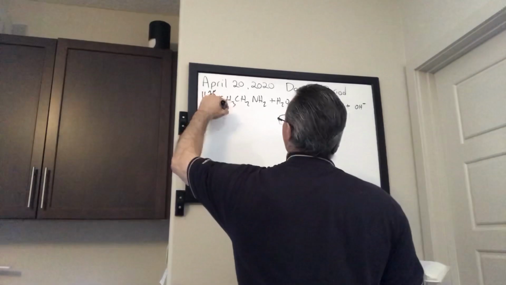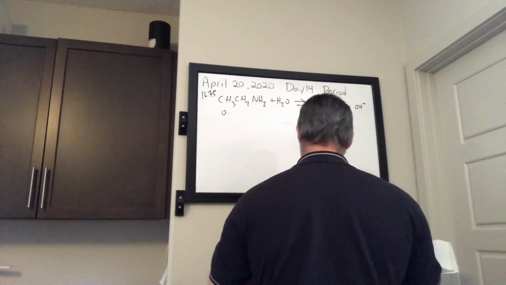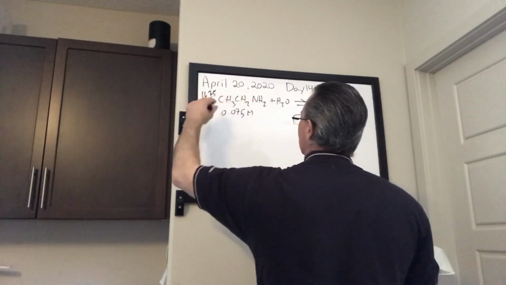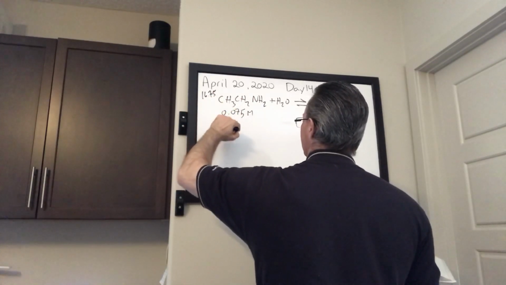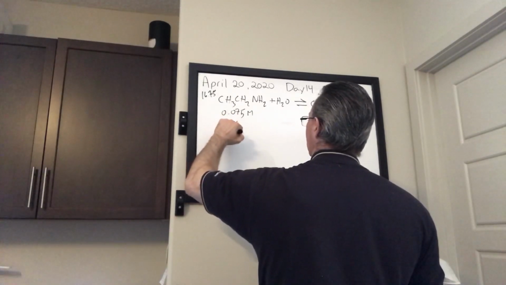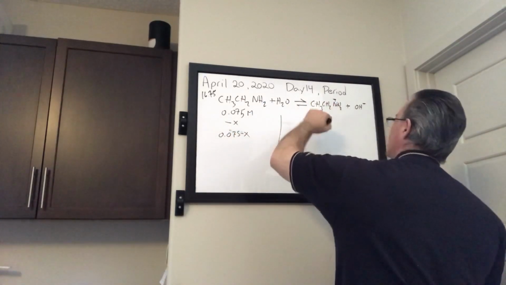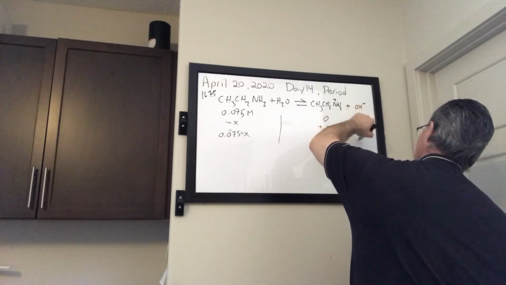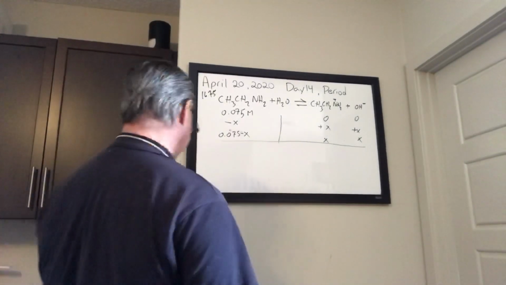If you start off with a 0.075 molar solution of this, a certain amount of it is going to dissociate. Let's call that X. So at equilibrium, you're going to have 0.075 minus X. The products will be 0 initially, a small amount X will appear, and then at equilibrium it will be X. Same with the hydroxide. So that helps to set up your equilibrium expression.